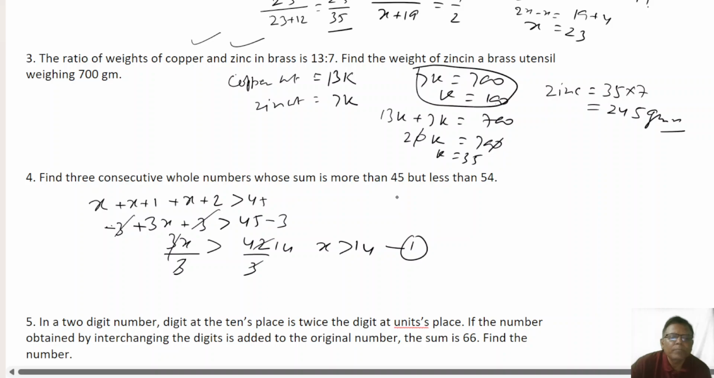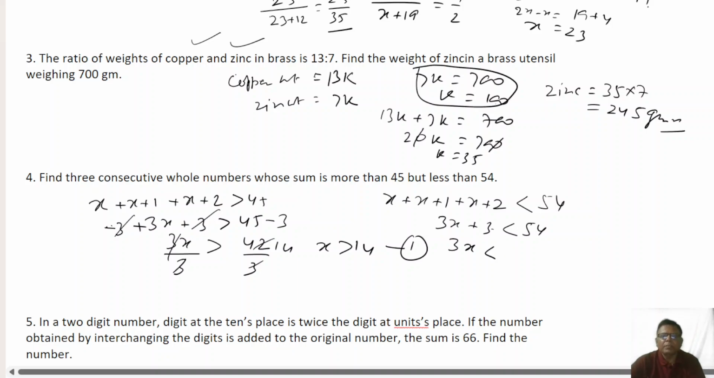Second is x plus x plus 1 plus x plus 2 should be less than 54. So 3x plus 3 should be less than 54. So you add minus 3 on both sides. 3x is less than 51. So x should be less than 17.